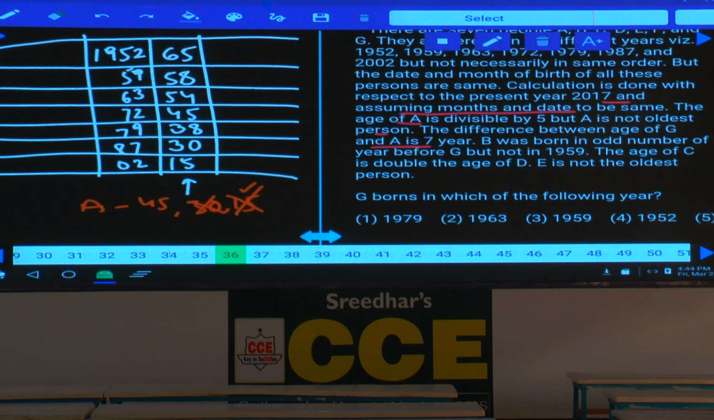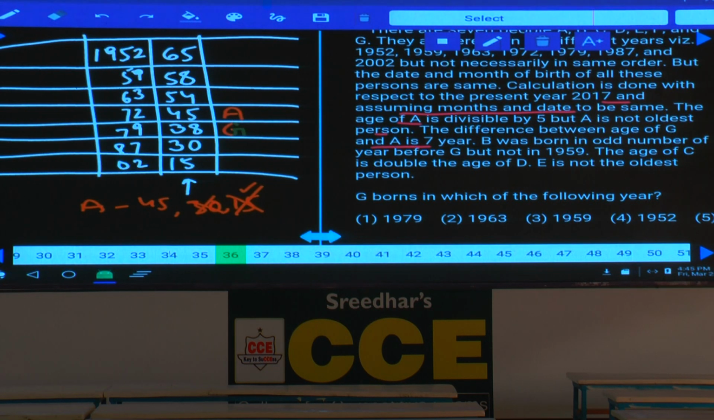As A as 30 is ruled out, then what is the only possibility left over here? A must be 45. If A is 45, the difference between A and G is 7 years. Hence 45 minus 7 or 45 plus 7. 45 plus 7 is how much? 52, that age is not there. Hence 45 minus 7, which is 38, and he is none other than G. Done with this? Now we are able to finalize the ages of A and G as well.